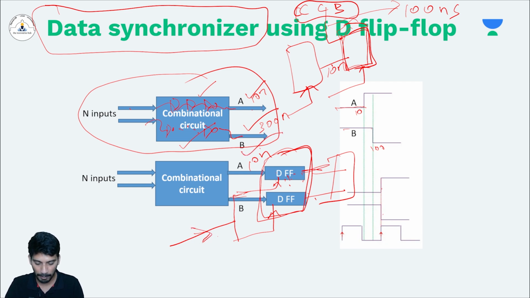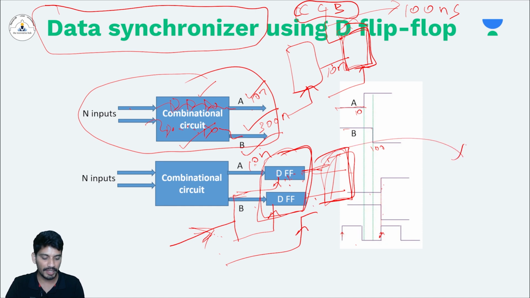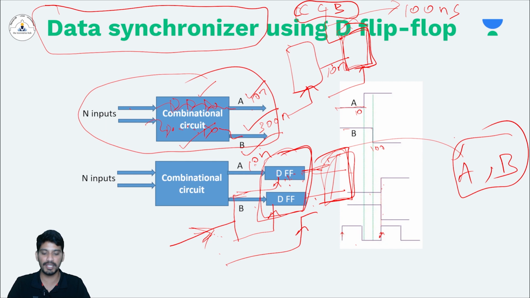So when I apply the clock, then only the A will go to the next stage, which I want here. And similarly, when I apply the clock, then only the B will go here. So in this case, I will apply my clock after I know that A and B have arrived. After arriving A and B, then I will apply the clock. Then I will get A and B at the same time, right? This is how I synchronize my data. Simple, right?